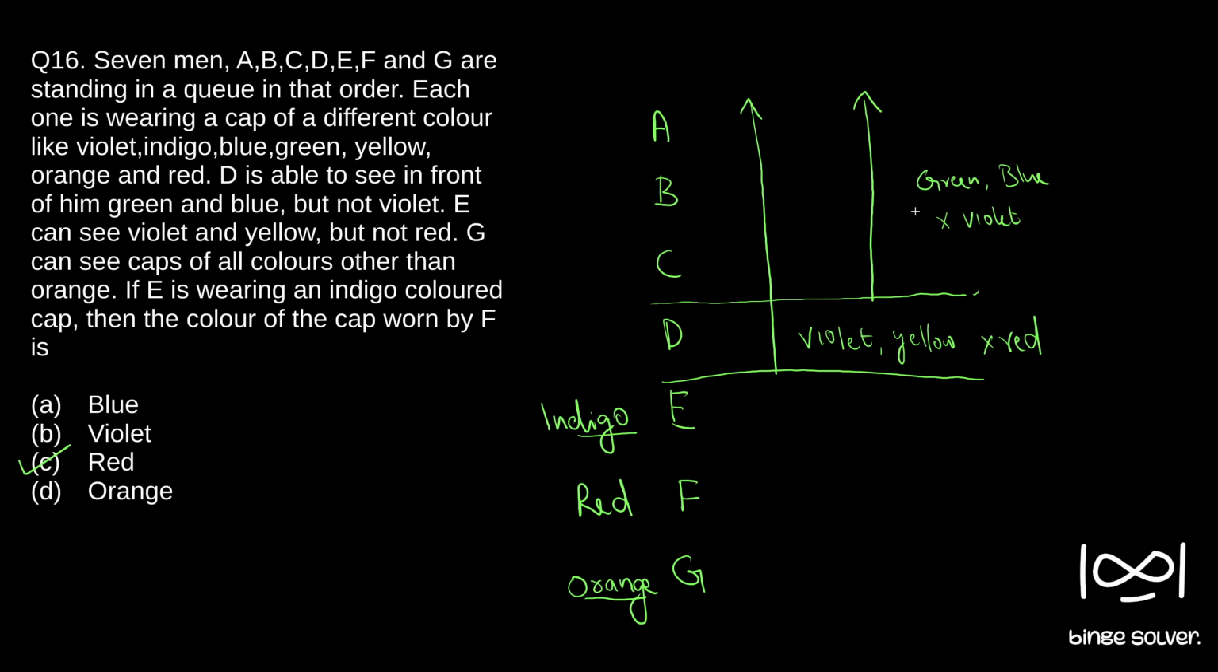We don't have to process any of this other information. We don't have to find the color of the cap of A, B, C or D. We just need to find the color of the cap of F. Since we need to do every question in as little time as possible, we just find the answer and move on to the next question. So this is the solution to question 16.